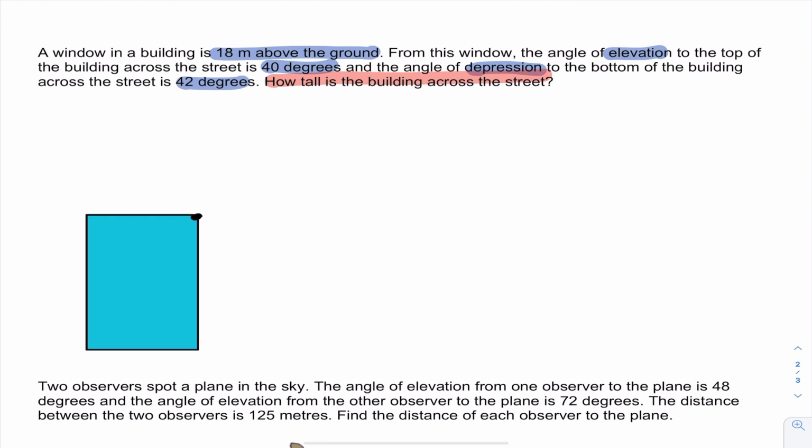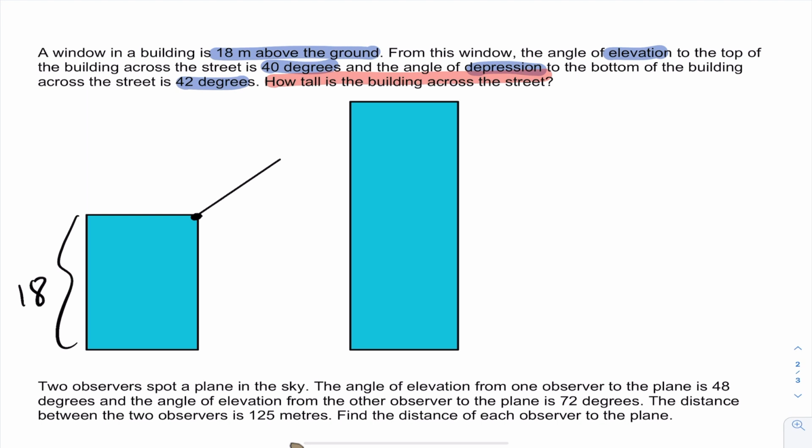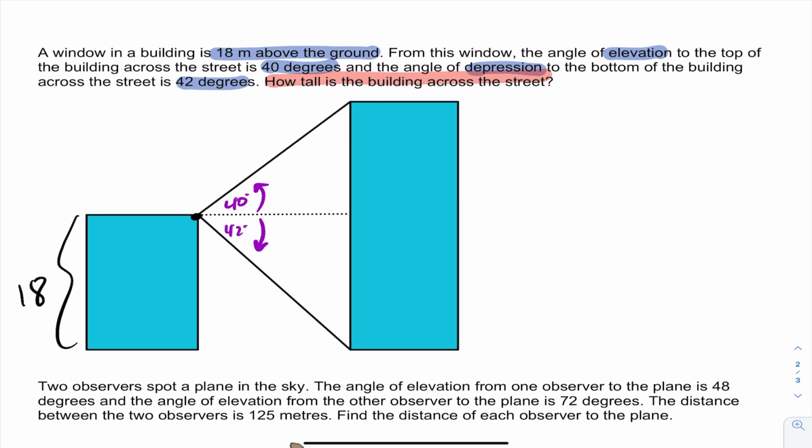Let's say I've got my building, and I'm going to say the window's right here at the top, and I know it's 18 meters. Now, the building that I'm looking towards, I have to look up to because there's an angle of elevation. So there must be a taller building going on here. All right, we have this other taller building on the other side, and I know the angle of elevation to the top is 40 degrees, and the angle of depression to the bottom is 42 degrees. And what the question wants you to find is how tall is the building.